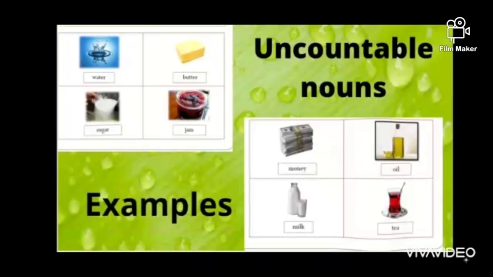These are the examples for uncountable nouns. Water, sugar, butter, jam, money, oil, milk, tea. So we cannot count these nouns, and so they are called uncountable nouns. And also we cannot use a or an with uncountable nouns.